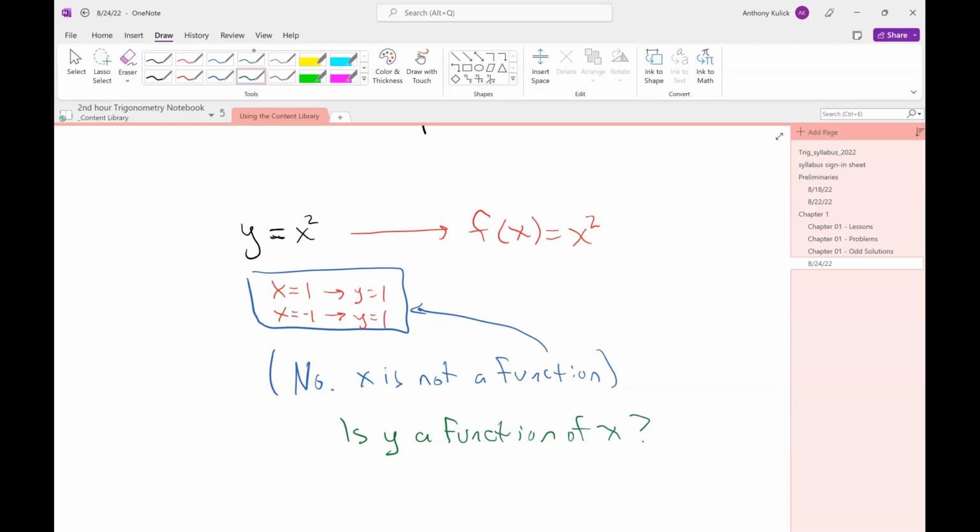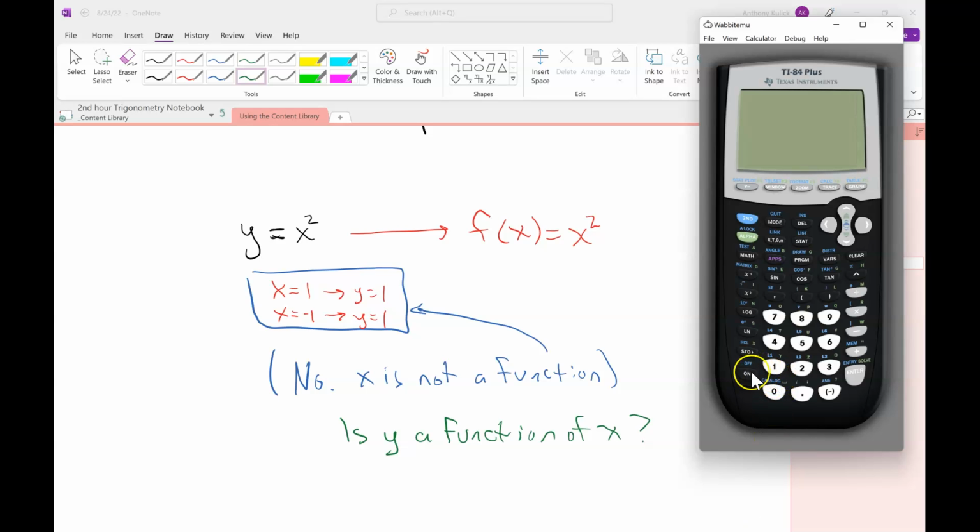We could graph it, right? If we knew what the graph looked like, then it would be easy. Everybody agree? What's the easiest way to generate the graph for this? On your calculator. Well, let's do that then.